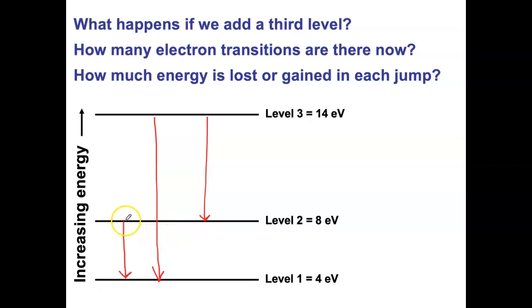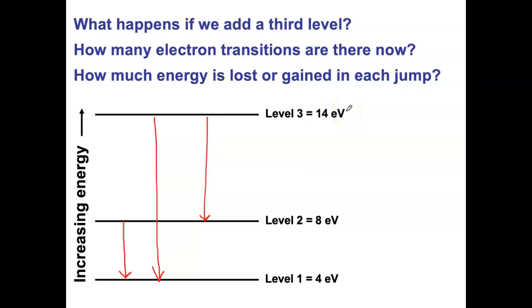If the electron goes from level 2 down to level 1, it has lost 4 electron volts of energy. Where does that energy go? It gets emitted as light. And so when the electron goes from level 2 down to level 1, it's going to emit a photon that has 4 electron volts. The energy of that photon will be 4 electron volts.